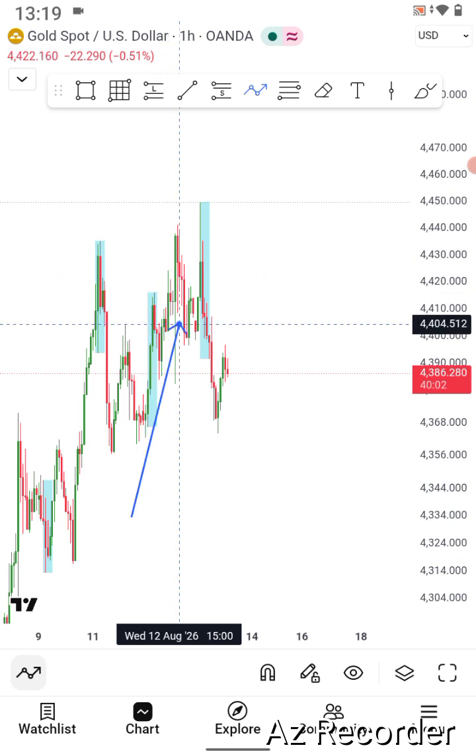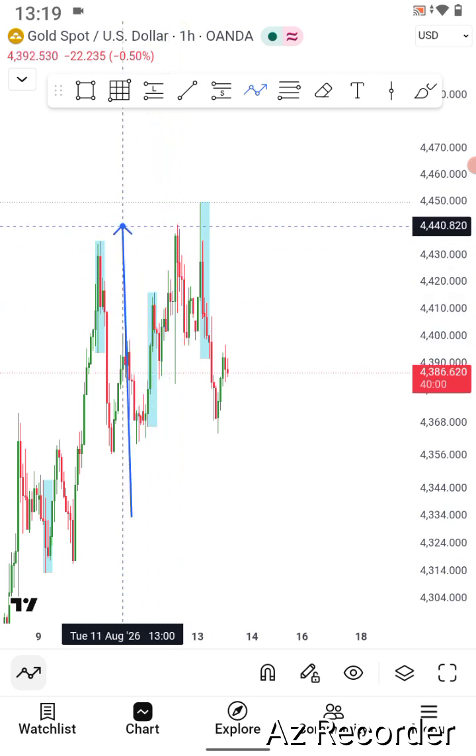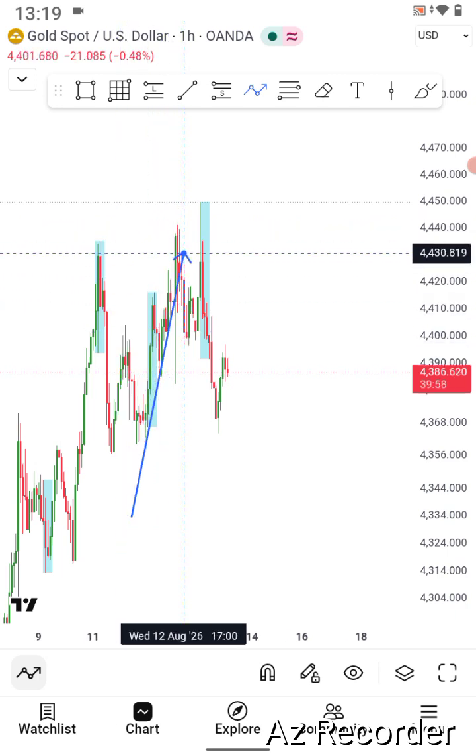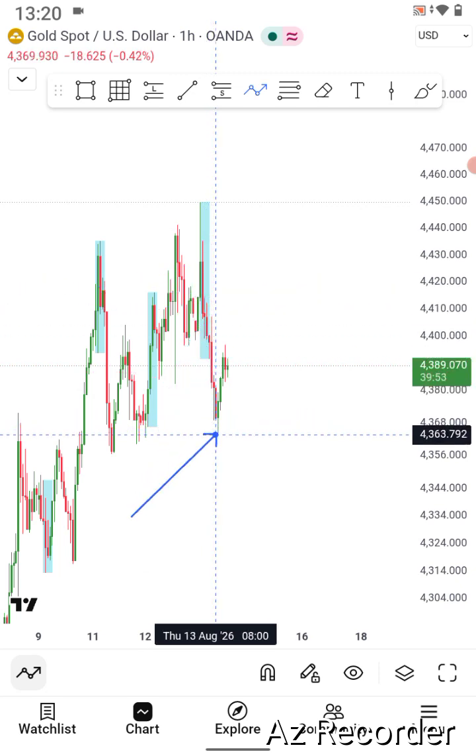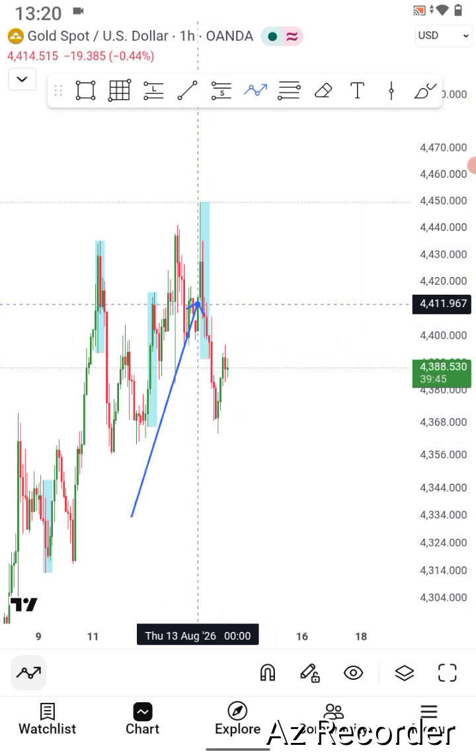Okay, so I want to see market sweep an old high, then turn around and break structure to the other side. So once I'm able to see that, I'm almost good. And then I want to see the order block that caused that break of structure. So I'm going to go ahead and mark.